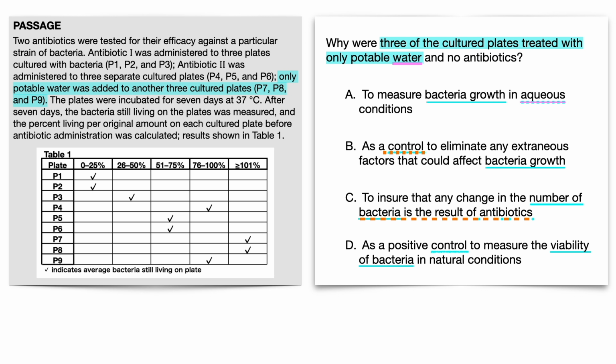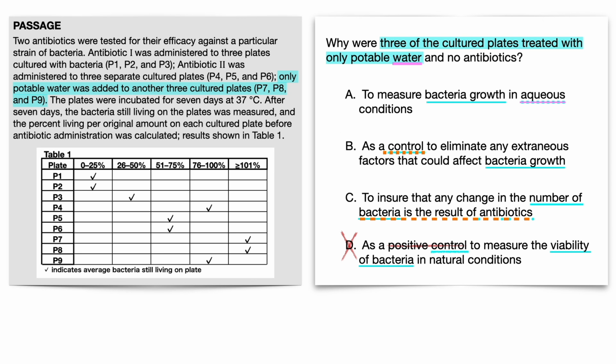Answer choice D says as a positive control to measure the viability of bacteria in natural conditions. A positive control is where they actually add full treatment to make sure it is what's needed by the sample group. And treatment in this passage is antibiotics, but the water plates do not have any antibiotics, so this answer can be eliminated. The water plates are actually a negative control. Now back to answer choices A, B, and C.